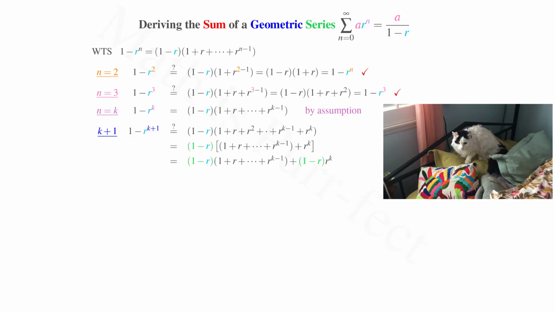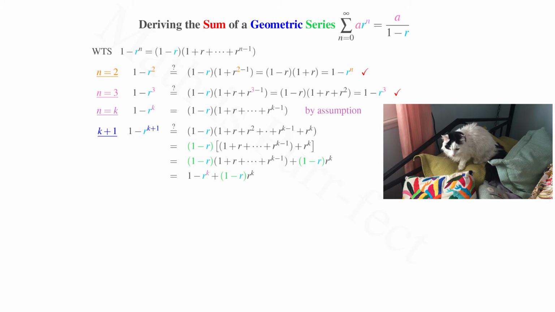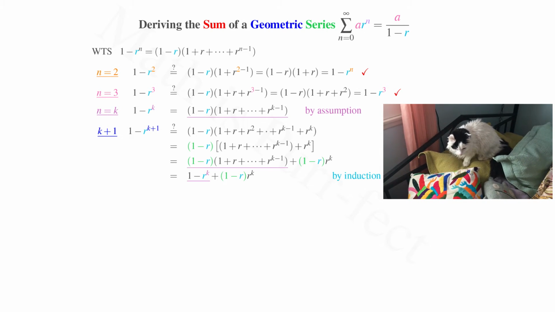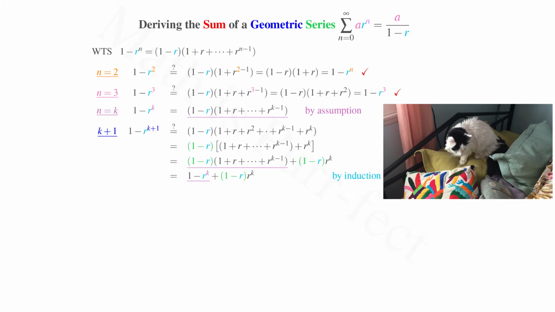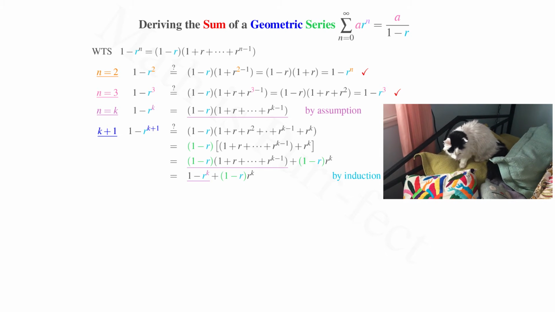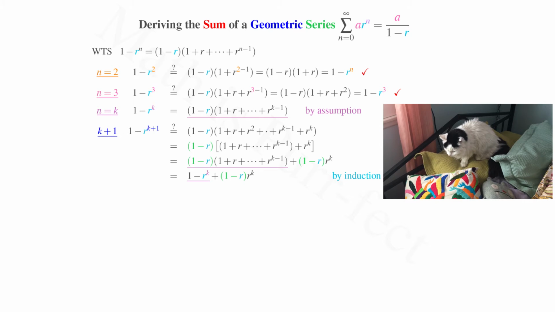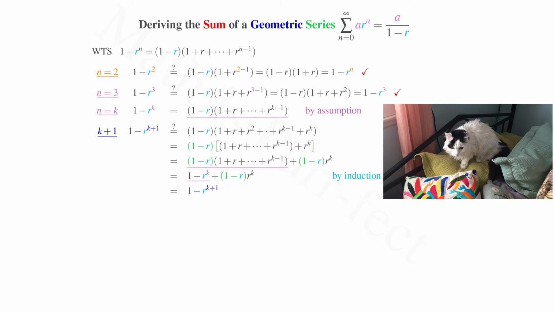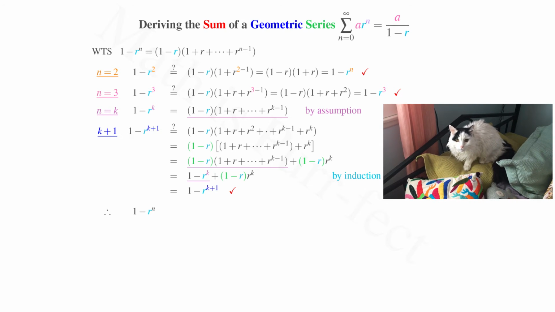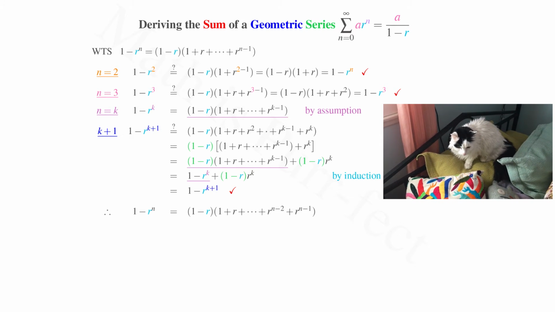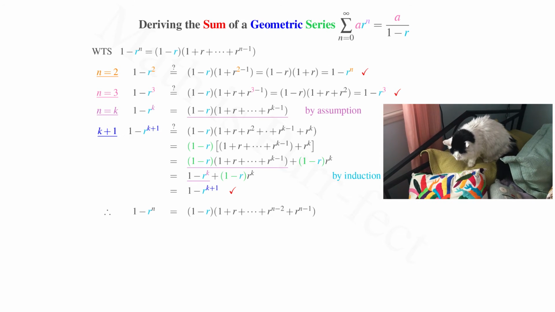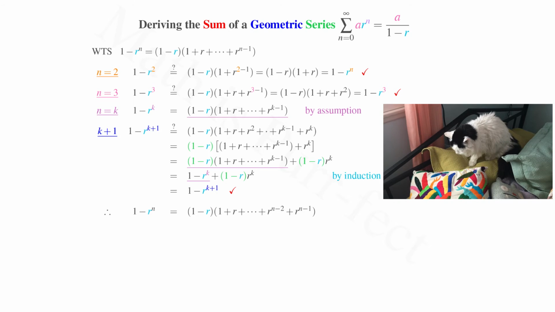The first term can be rewritten as 1 minus r to the k by induction, as it is equivalent to our assumption for n equals k. Distributing and combining like terms leaves us with 1 minus r raised to the k plus first power, which is an equality. Hence, 1 minus r to the n is indeed equal to 1 minus r times the quantity 1 plus r plus ... plus r raised to the n minus second plus r raised to the n minus first power.